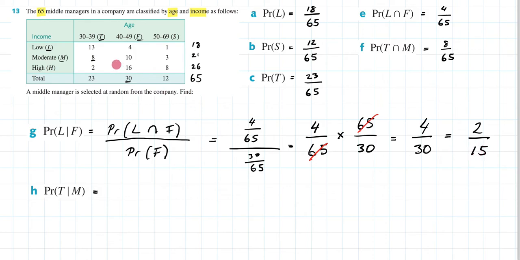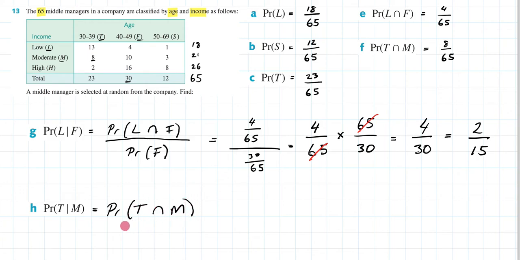Let's now move on to my next question, which is the probability of selecting someone between 30 and 39, given that we know that they're on a moderate income. So again, I'm going to write out what I know. T intersection of M over the probability of M. The probability of T intersection of M, that's going to be 8 over 65, over the probability of M.